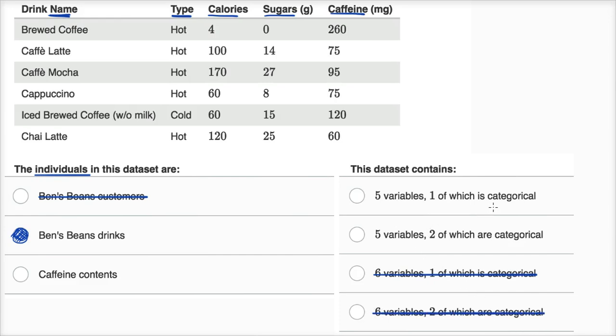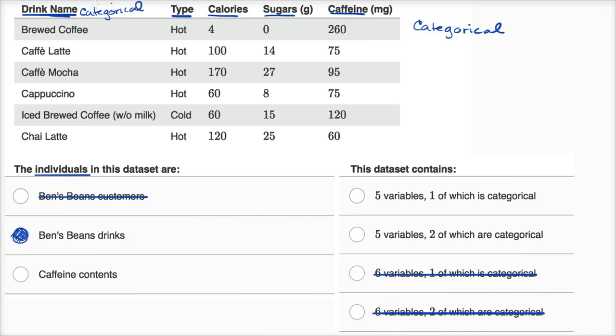And so how many of these are categorical? A categorical variable, let me write this down, means that the dimension of the thing you're measuring is going to be placed into some categories, or that the variable takes on values that are the name of a category. So for example, drink name is a categorical variable because the values that drink name can take on are the actual names of the drinks. These are the categories. It could be brewed coffee, cafe latte, cafe mocha, cappuccino, and so on and so forth. So this one over here is categorical.